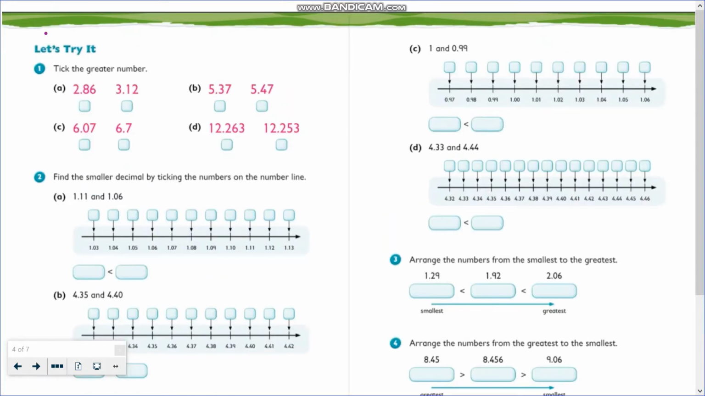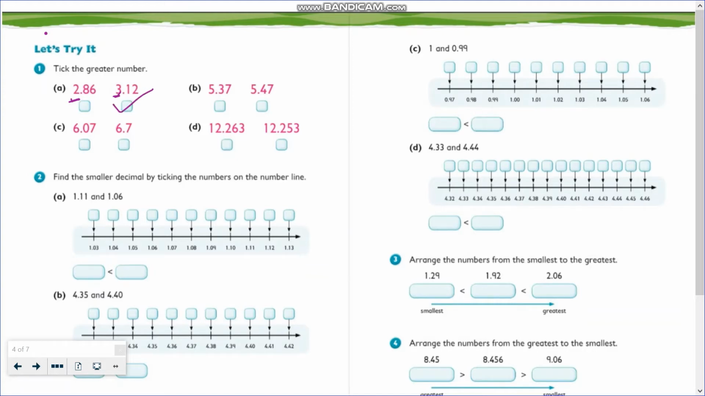So now let's answer. Let's try it. Take the greater number. Letter A. Which one is greater? 2.86 or 3.12? Remember to look at first the whole number part. So which is greater? Is it 2 or 3? Of course, 3 is greater, so we have to put the tick here.